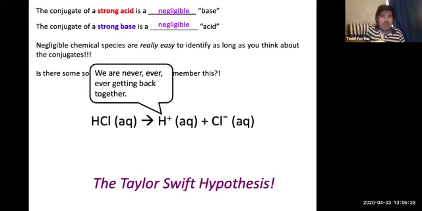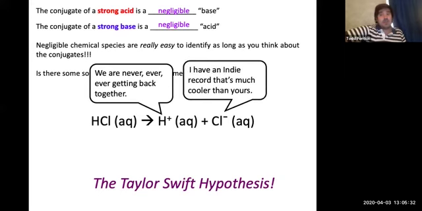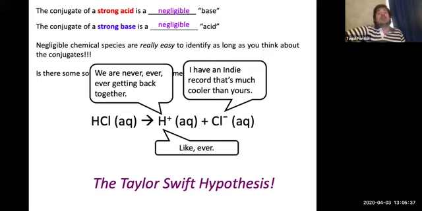The hydrogen's like, we are never, ever, ever getting back together. Chloride's like, I have an indie record that's so much cooler than yours. And the hydrogen responds, like, ever. So once the strong things split, they are donezo. That's it for them. They're gone, the bond's broken, never coming back. That's what makes them strong.